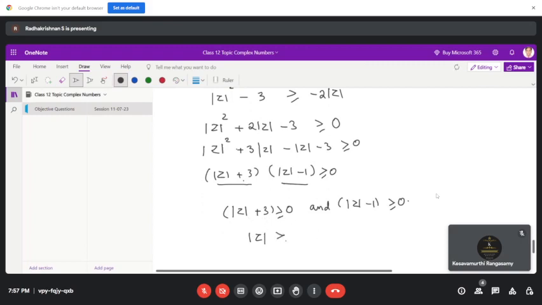I am adding minus 3 on both sides. It will be greater than or equal to minus 3. I am adding plus 1 on both sides. So what is the solution to that? It has to be greater than or equal to minus 3 and also greater than or equal to 1. So that means, so what do we conclude?